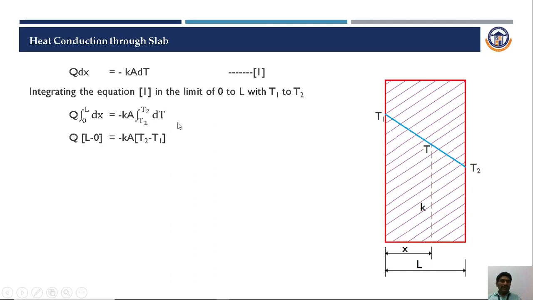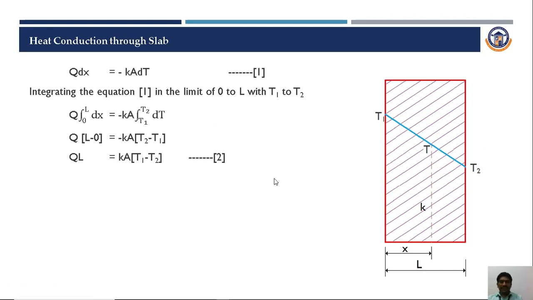Integrating, the integral of dx is x, applying the limits 0 to L gives L minus 0. This equals minus kA times the integral of dT, which is simply T, with limits T1 to T2 giving T2 minus T1. So L minus 0 is simply L, giving q into L. Multiplying the minus sign through, we get kA into T1 minus T2. This is the simple relation derived by integrating with these known limits.